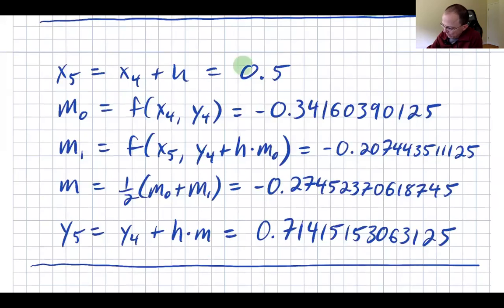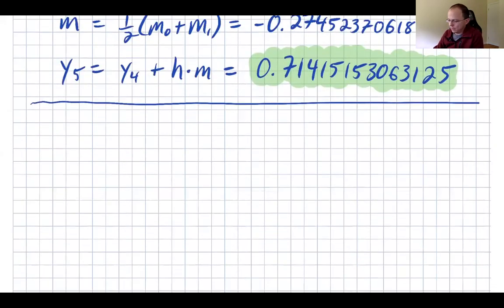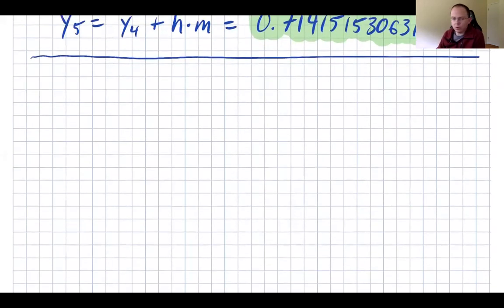And now we can compare this with the actual solution to see how good our answer is. So I will go and copy the table over from last time, and then we'll fill it in with the new answers that we got here using the improved Euler method. So I will be right back.